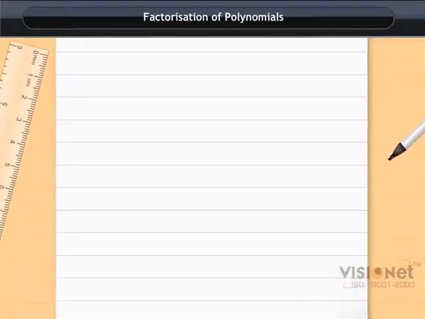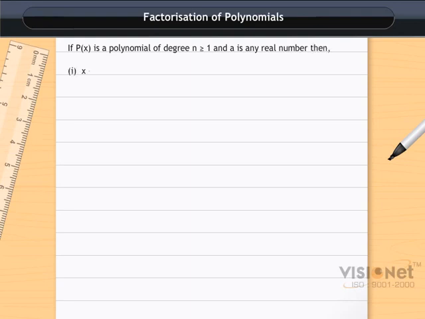Factorization of polynomials. If p of x is a polynomial of degree n greater than or equal to 1 and a is any real number, then x minus a is a factor of p of x if p of a is equal to 0, and p of a is equal to 0 if x minus a is a factor of p of x. Let's understand it with the help of an example.